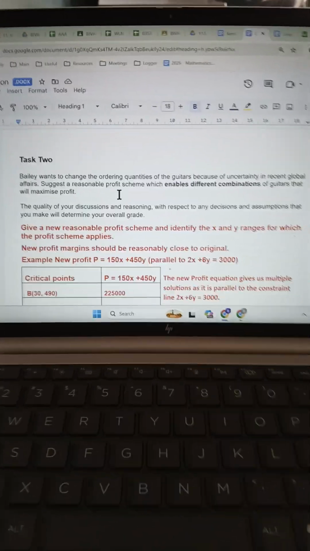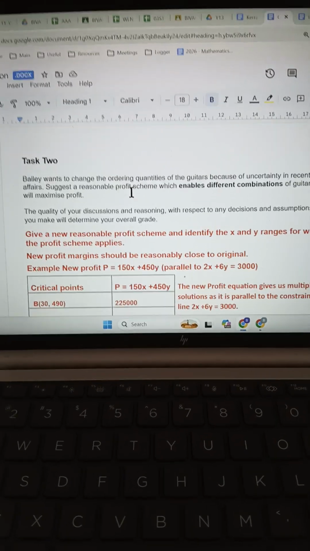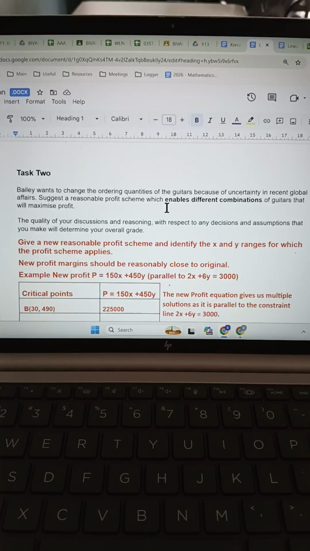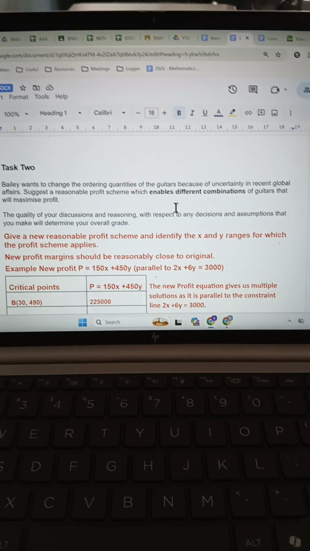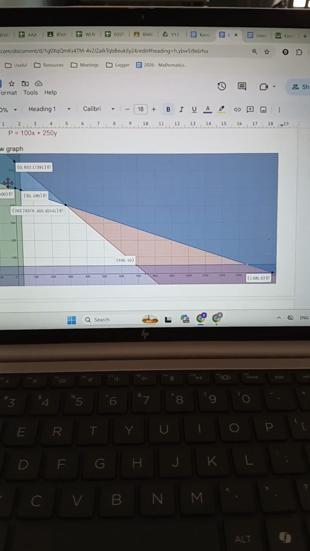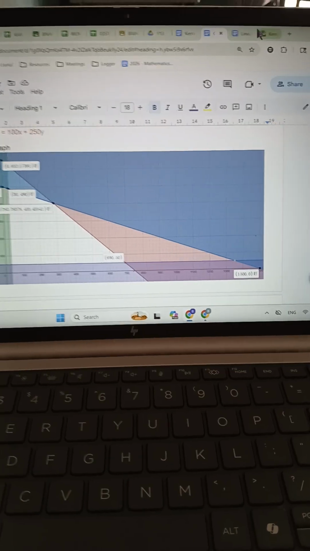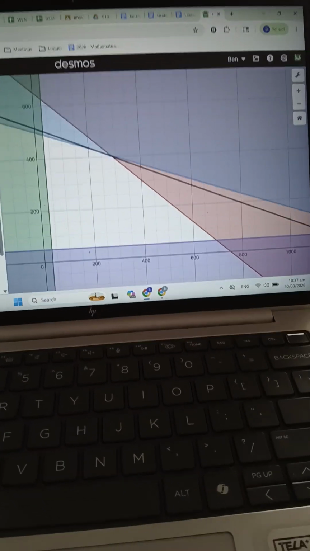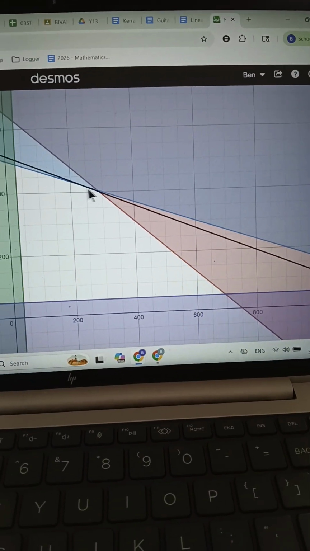Okay, the last part of the excellence is changing the ordering of the guitars because of uncertainty in recent global affairs, suggesting a reasonable profit scheme that enables different combinations. What we need to do there is find a line that is parallel to one or other of these two constraints. I'll show you on Desmos quickly what these look like. This is the current constraint line, the current profit line, right on the optimal solution there.